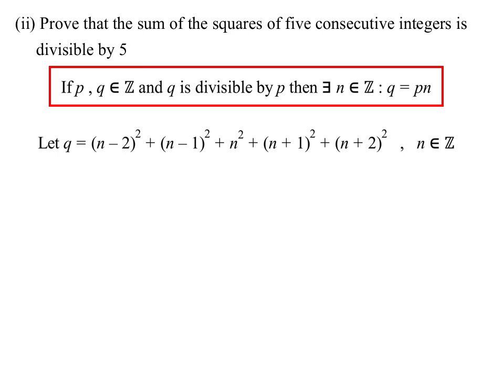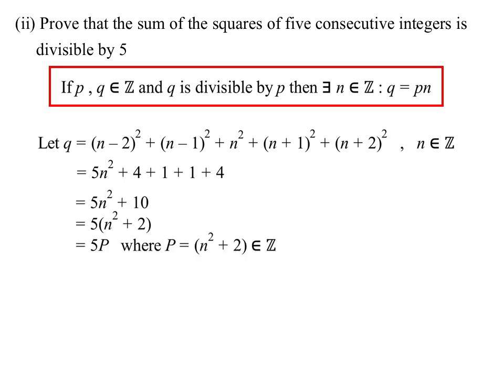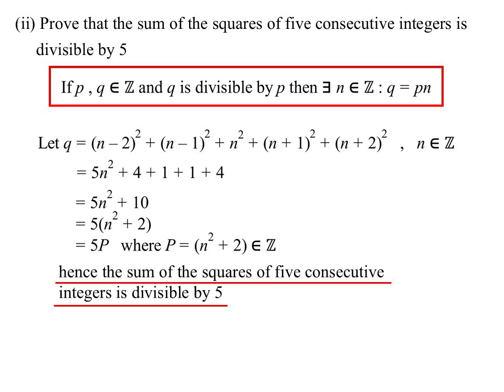So I'll end up with, well, each one of those will produce an n squared, so I've got 5n squared. The first one will get me 2 squared, the next one 1 squared, then another 1 squared, and then another 2 squared, and that's 5n squared plus 10. I can factorise 5 out and write it in the form where, yes, this is 5 times something, and that has to be an integer because we defined n to be an integer. So we have our proof.